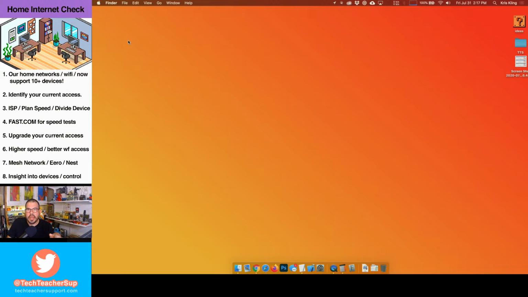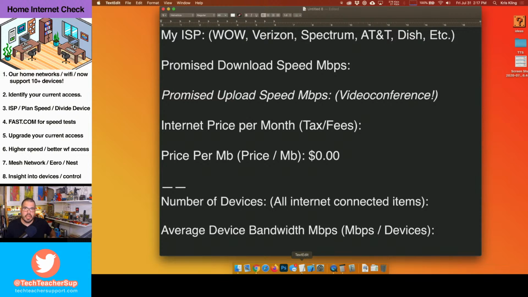So number two, I say identify your current access. And I've made a helpful little document here that we're going to go through, and I'll put this linked below so you can go through this on your own. And this helps you just sort of understand where your internet's coming from, what you're paying, how much you're getting. That way you can make informed decisions about getting more faster internet or switching ISP providers, internet providers. This will help you sort of form a baseline of where you're at right now.